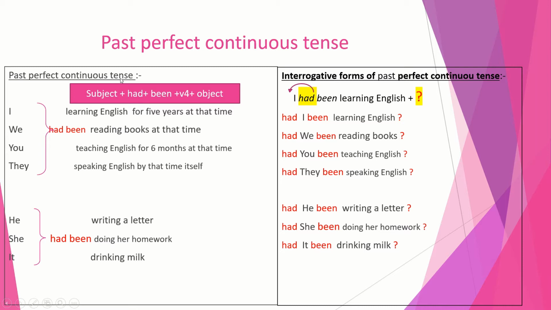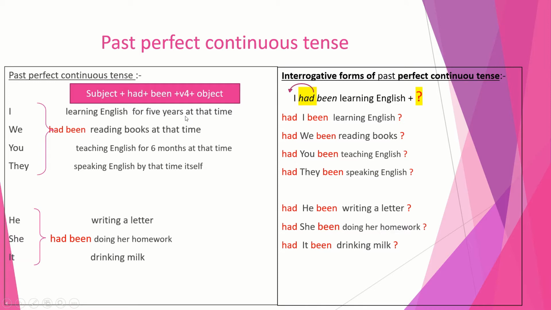This is the structure of past perfect continuous tense. Examples. For all subjects we use had only. We don't use any different helping verb here. We use the same auxiliary verb for all subjects. Had been only. I had been learning English for 5 years.